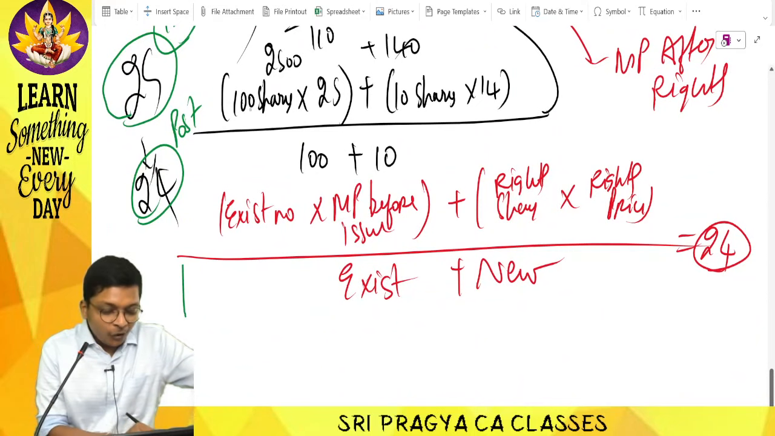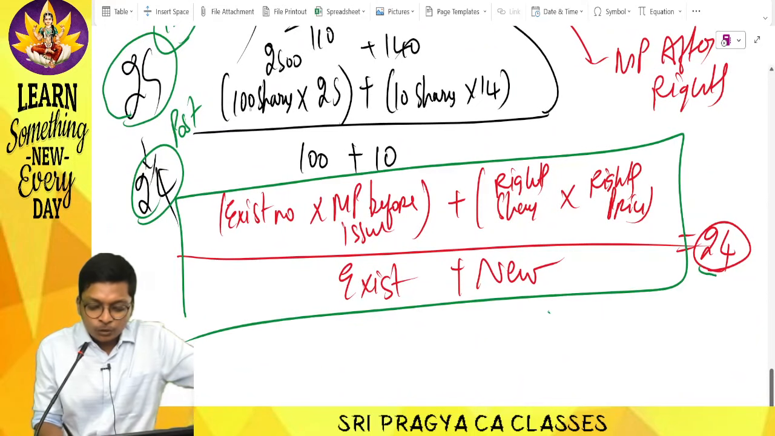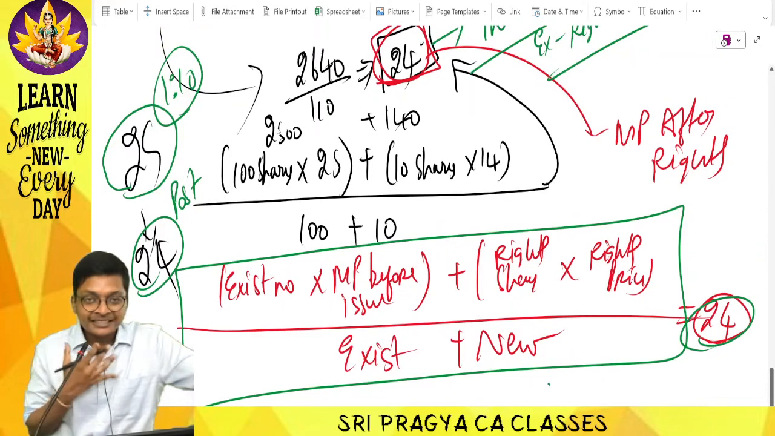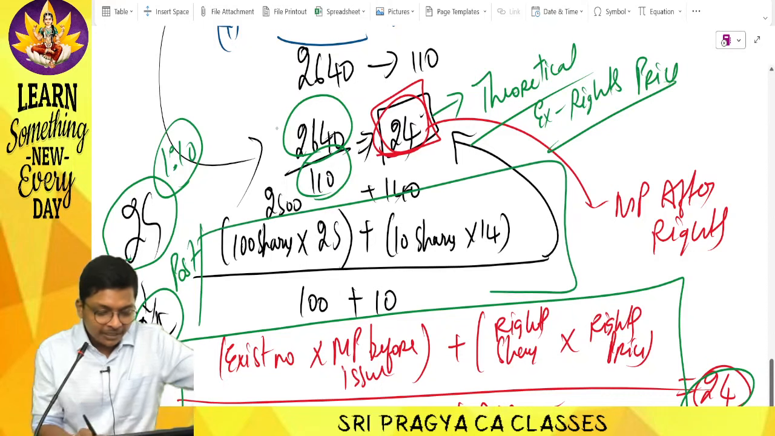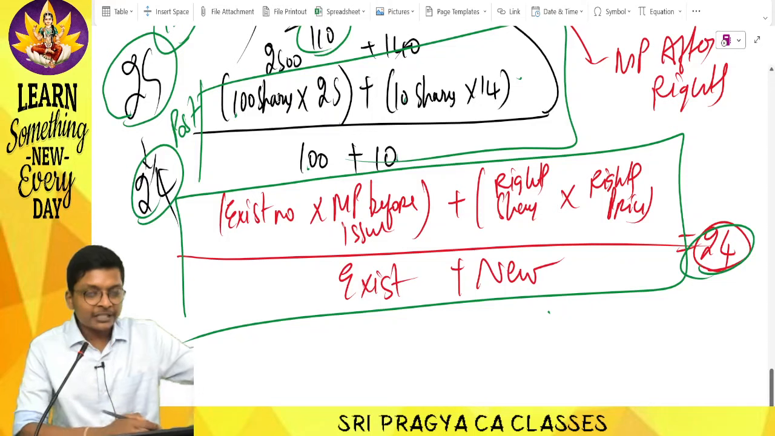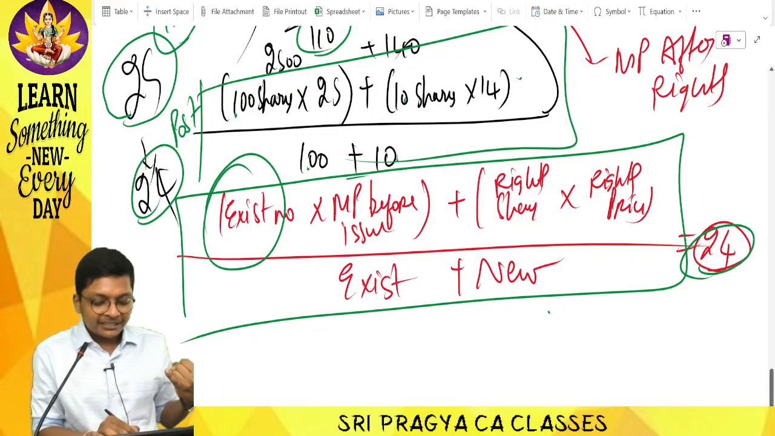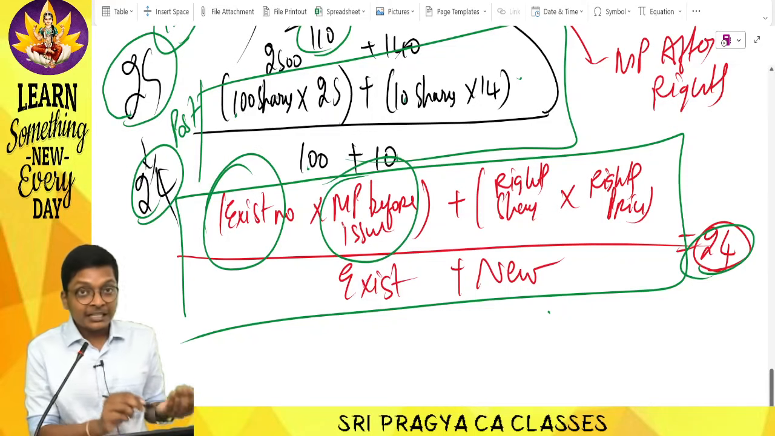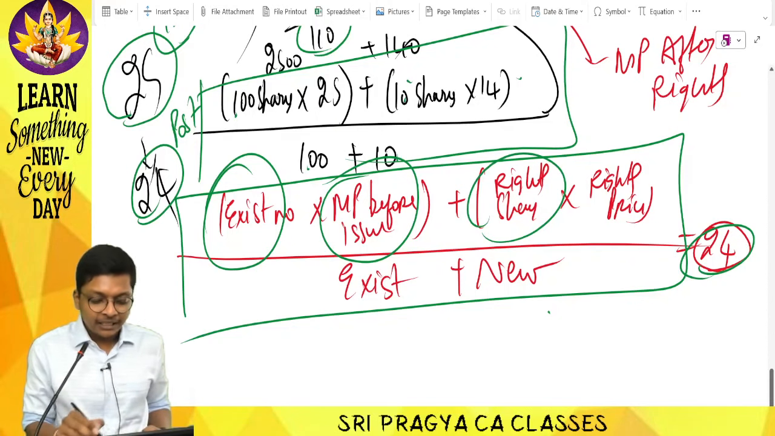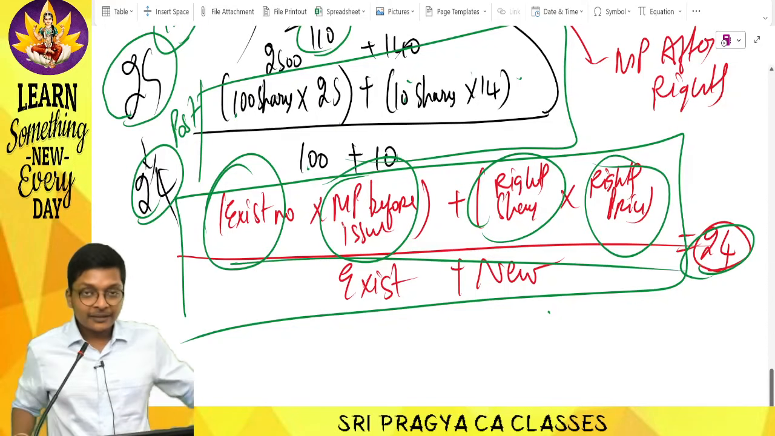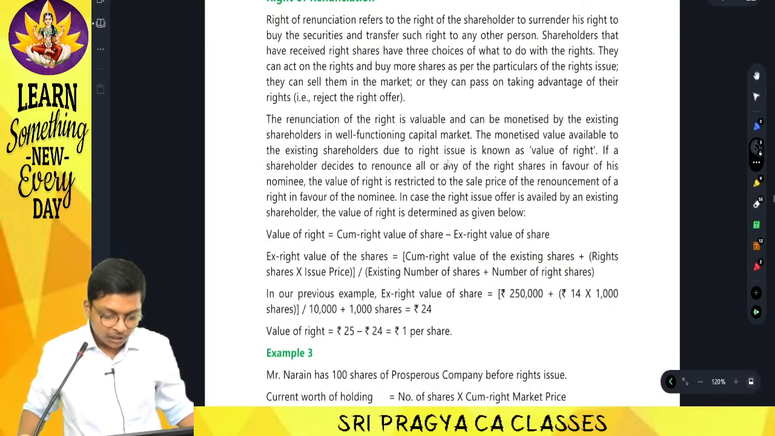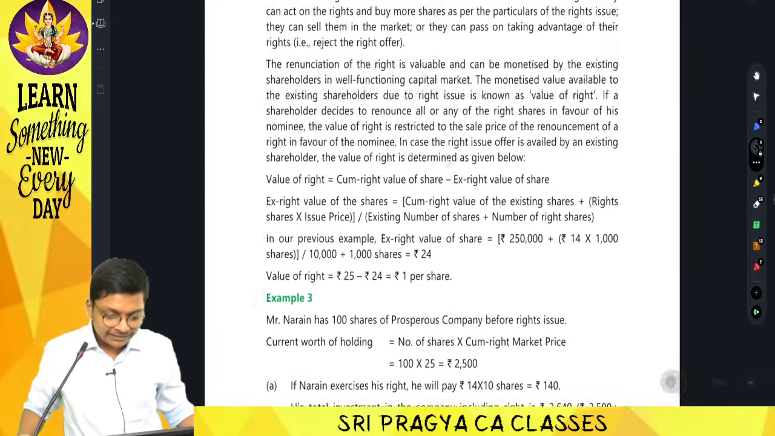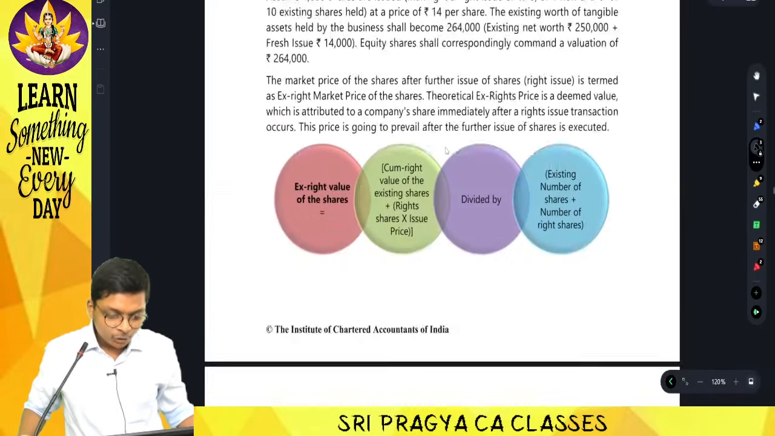In book, we have a formula for computing this 24 of theoretical ex-rights price, which is just what we computed without using the formula of 2640 by 110, which is nothing but 100 into 25 plus 10 into 14 divided by 100 plus 10. Replace these numbers to English. Existing number of shares into market price before rights, 100 into 25 plus rights shares 10 into rights price 14 whole divided by existing plus new shares 100 plus 10, and that is the formula of theoretical ex-rights price. So we will have an equation in the book.